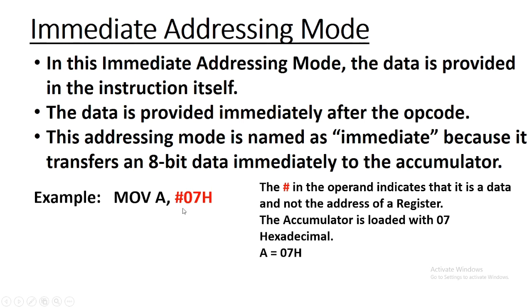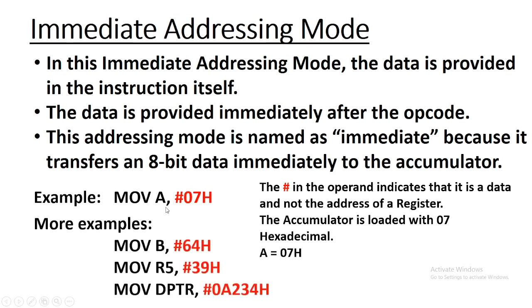There is a convention in 8051 that if you are specifying immediate data in the instruction, you have to add a pound or hash character. That pound or hash character in an operand indicates that it is the data, not the address of an SFR or any memory location. So #07H is the data which is loaded into the accumulator. This MOV instruction is loading 07H into the accumulator.